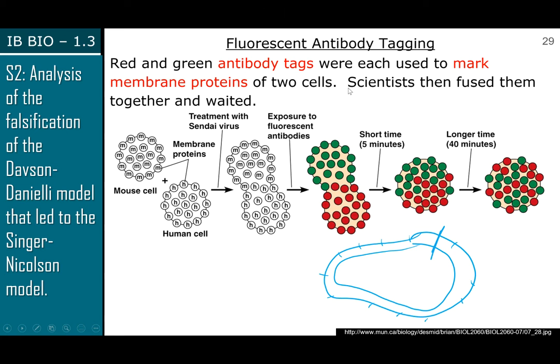So red and green antibody tags were used to mark membrane proteins of two different cells, and then scientists fused the cells together and they waited, and after about 40 minutes, they looked under a light and they could see that all the membrane proteins had moved all around and mixed all up.